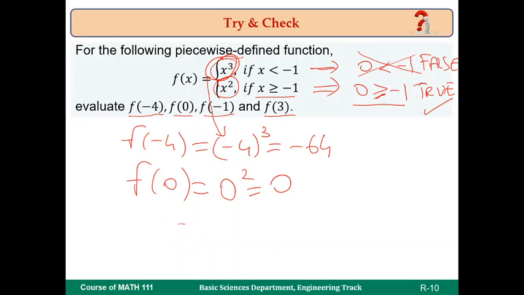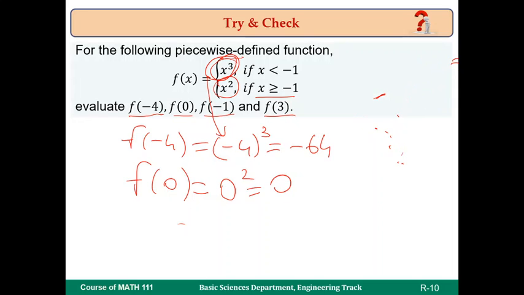So if you have more, you have to try them. Unless you get true, you don't use any formula. So if you don't get any true, then it means you don't apply any formula, and you just say the function is not defined at this point.